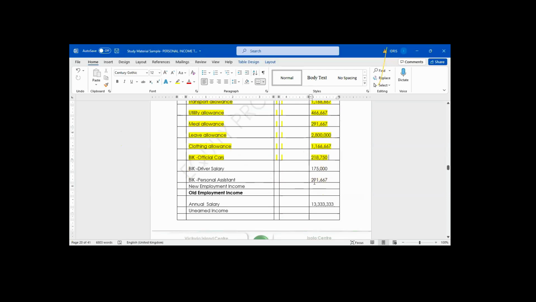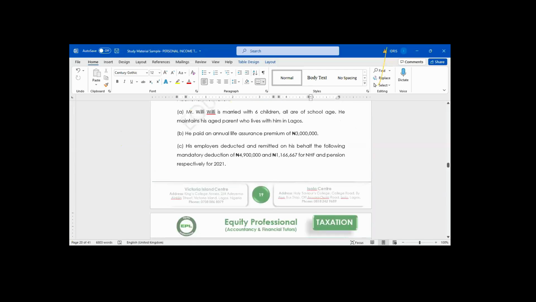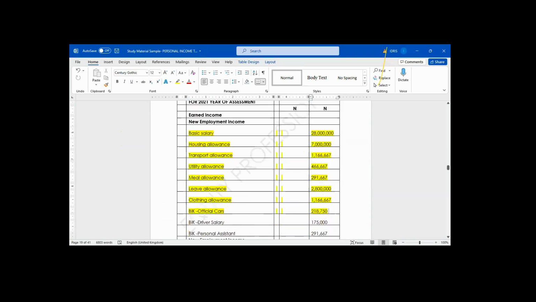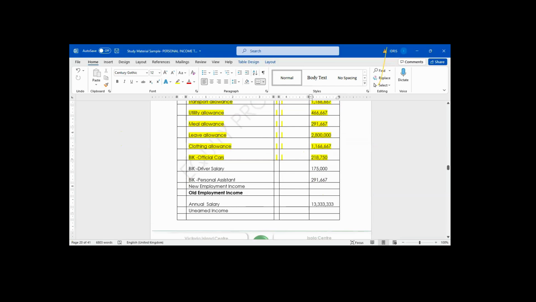You know, the salary given to us for the driver is for 1 year, per annum. So how many months are we going to recognize? 7 over 12. For the personal assistant too, 7 over 12, because Mr. Willie did not work in the company for 1 year. He worked 7 months.